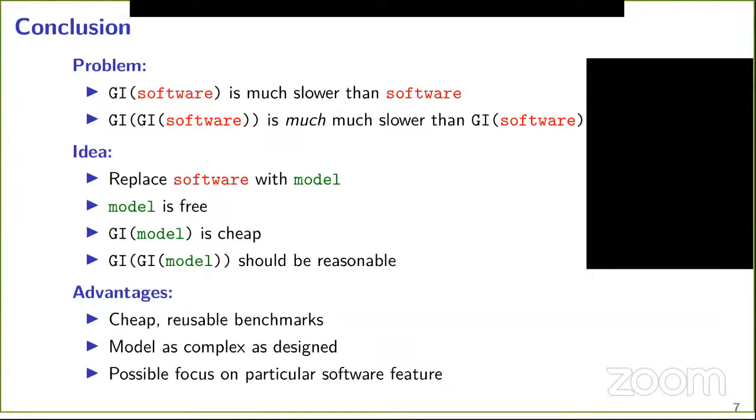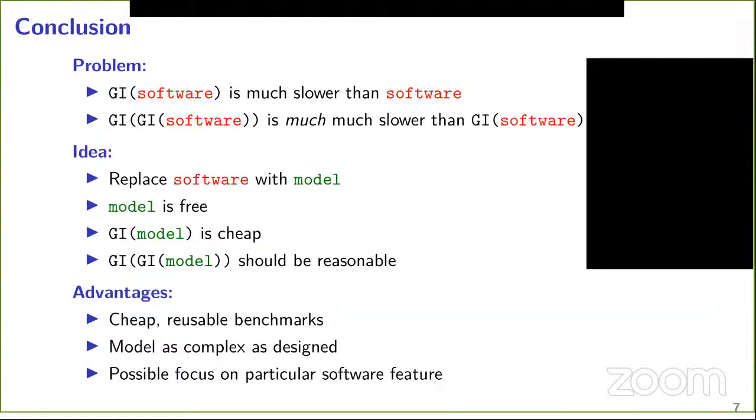So the advantage is it enables building cheap and reusable benchmarks. If you want to try any idea or any prototype of a new GI process, you can just run it on your synthetic data first, and if it works, run it on your real-world software.